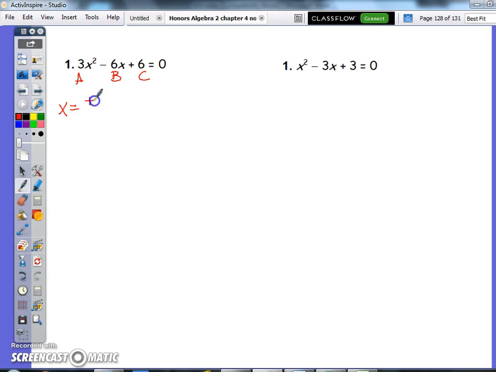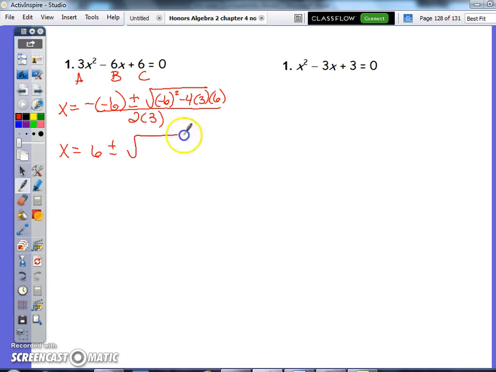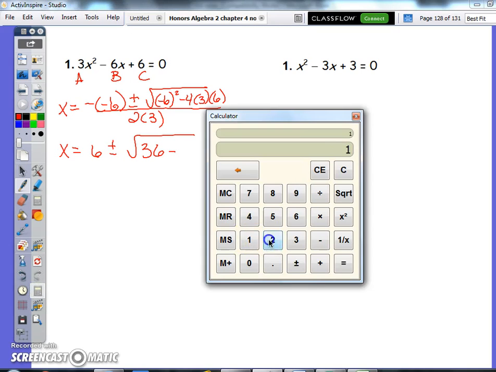So x equals plus or minus, I'm sorry. The opposite of B, which is 6, plus or minus the square root of B squared minus 4 times A, which is 3, and C, which is 6, all over 2 times A, which is 3. So we'll do the math. X equals 6 plus or minus the square root of 36 minus, well, anybody know what 12 times 6 is? Just so you know, 12 times 6 is 72.